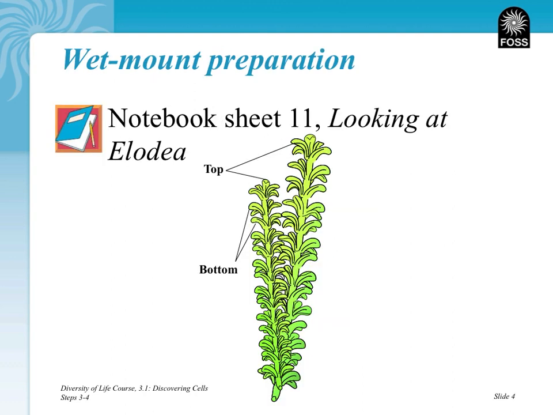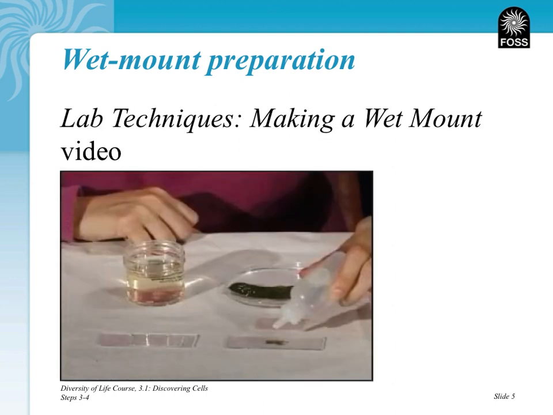For this part of the investigation, you'll need to download the notebook sheet 11, which is titled Looking at Elodea. The Elodea leaf we're going to be looking at has two sides. It will have the top or the bottom, and each one of those is very important as we move through. We're going to be making something called a wet mount, and that will help us to see the various pieces and materials and structures microscopically of what makes up this Elodea plant.